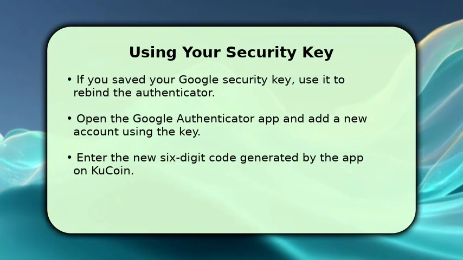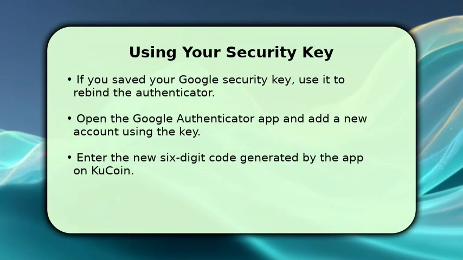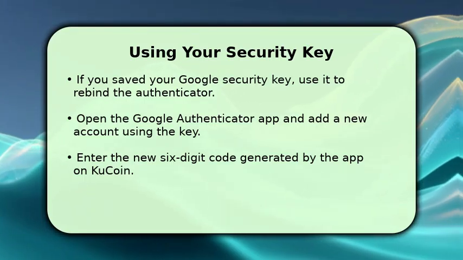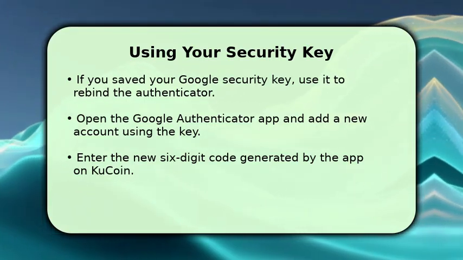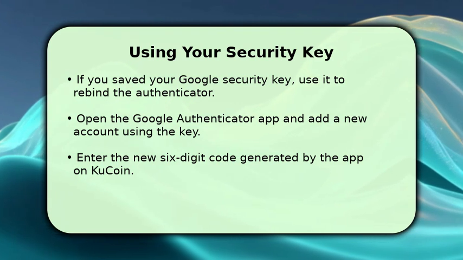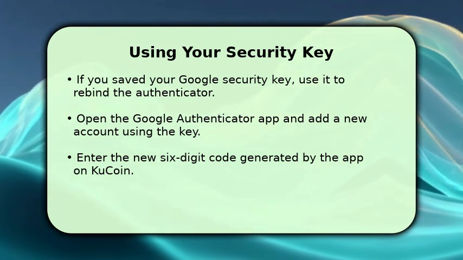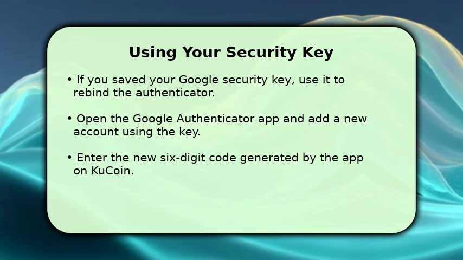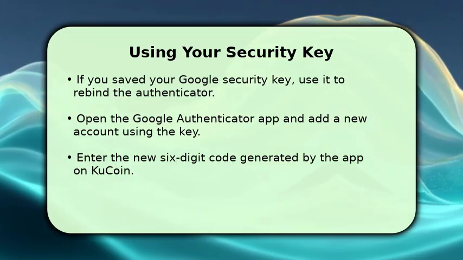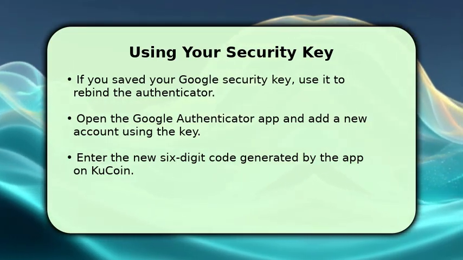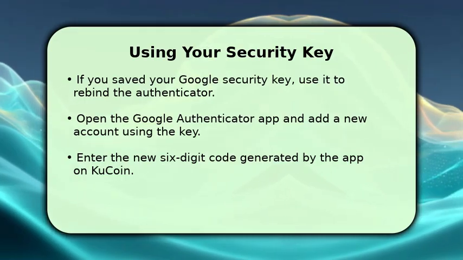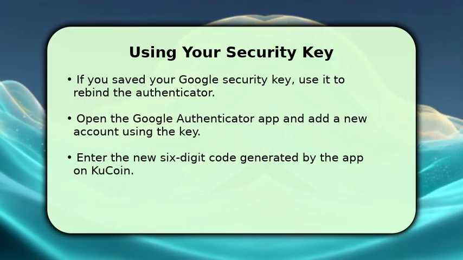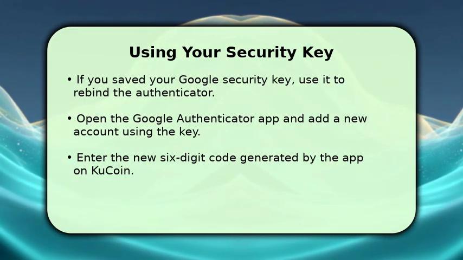If you were smart and saved your Google security key during the initial setup, this step is much easier. You can use that key to rebind the Google Authenticator to a new device. Simply open your Google Authenticator app, choose to add a new account, and enter the security key manually. Once linked, the app will generate a new 6-digit code every 30 seconds, which you'll use to log into KuCoin.